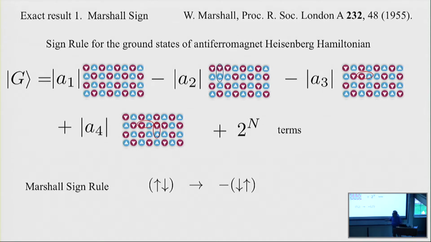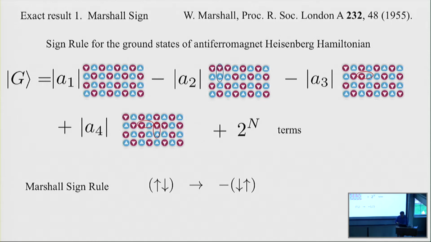Secondly, when you flip them, you change sign. So it must be something like that. If you fix this sign, then for the rest of them you have no choice. In this case, if I flip this spin, then I go from plus to minus. And then here I flip this spin, plus and minus. If I flip two of them, then it would be plus again. That is the Marshall sign.